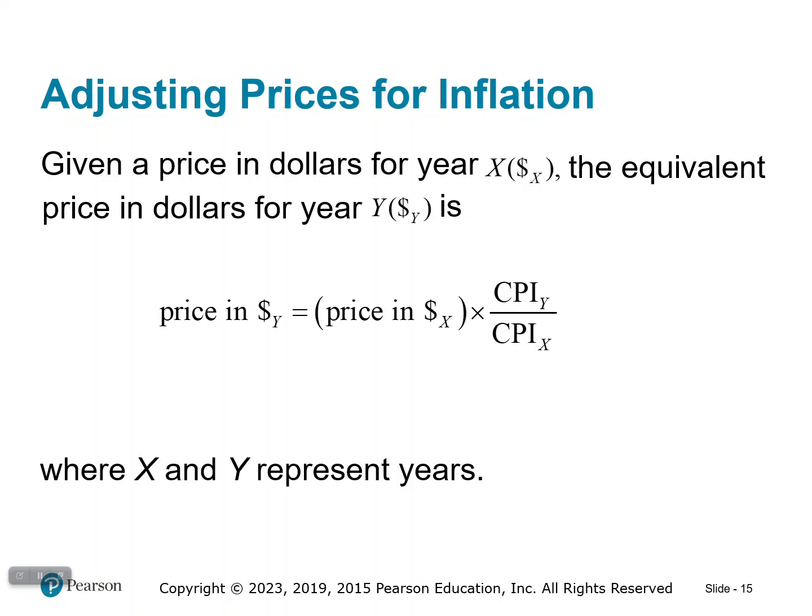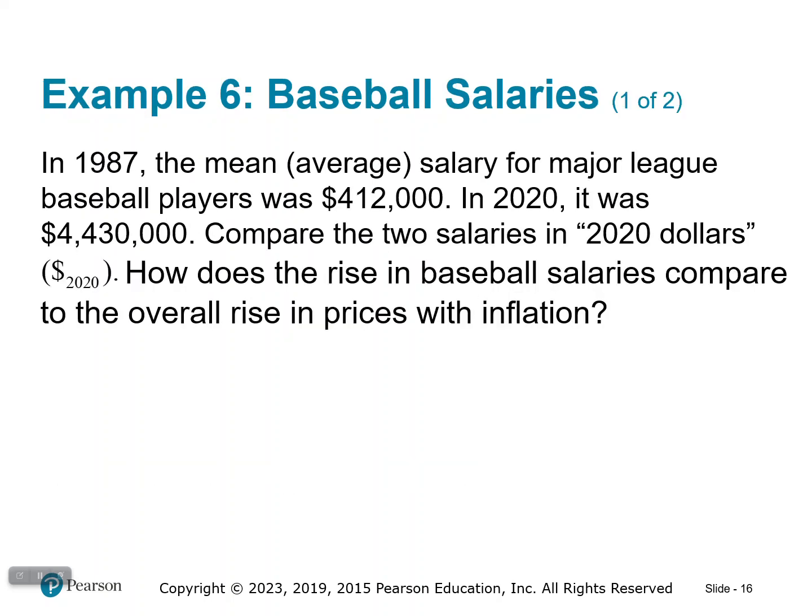Given a price in dollars for a year X, so we'll call it dollars per X, the equivalent price in dollars for year Y, dollars for Y, is the price in X multiplied by the CPI for Y over the CPI for X. Notice the subscript of X is in the denominator because we're multiplying by the price in X. Our answer will be in terms of Y, where X and Y represent years.